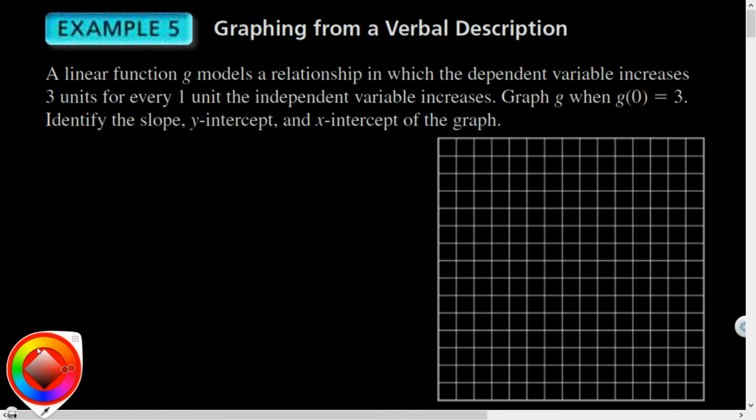Let's take a gander at this problem here. It says a linear function g. You can call it g. It didn't have to be an f of x. It could be a g.